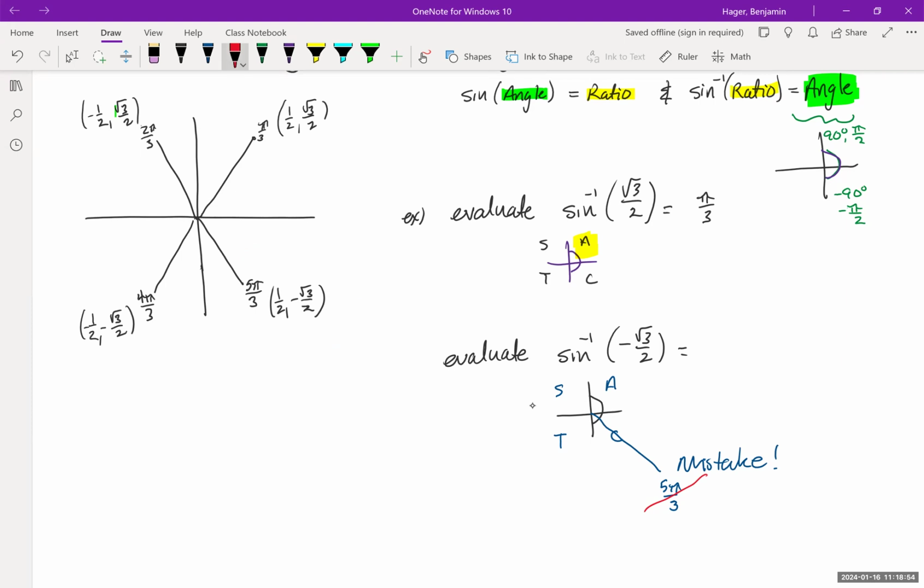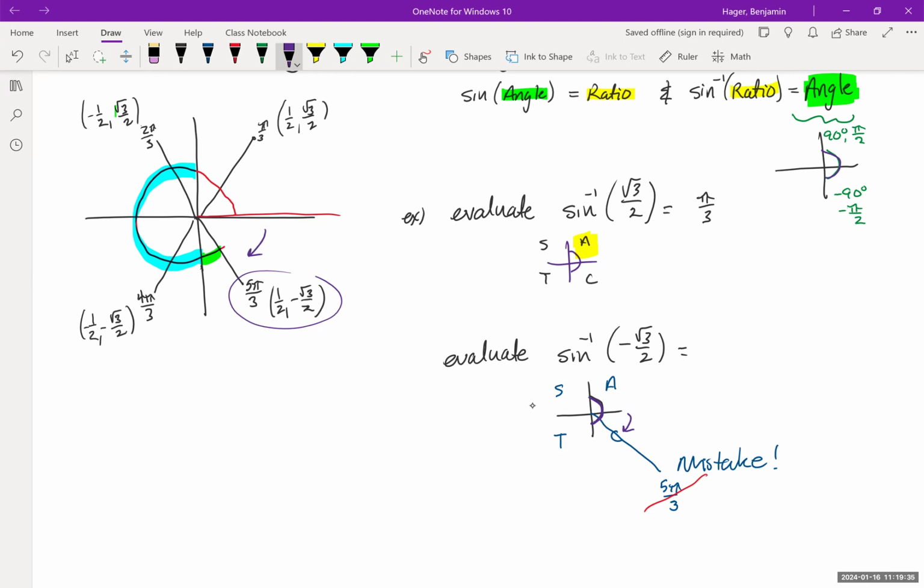If I were to count around starting at 0 to 5 pi over 3, I enter an area that sine inverse knows nothing about, right? So in other words, I've left the restricted domain and I've suddenly somehow magically popped back in. And so that's why I can't list 5 pi over 3 as an answer. I went outside the restricted region to get there. Instead, if I want to identify this angle or this location, but stay within this boundary set by inverse sine, I've got to go directly at it. I've got to go right down to that angle.